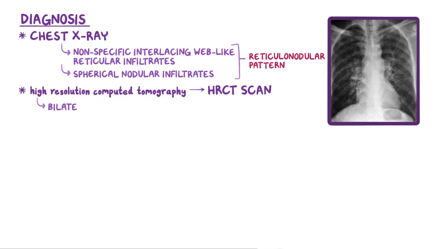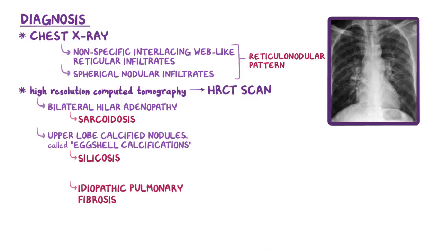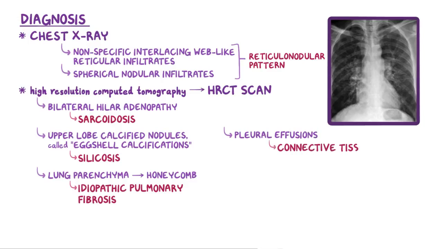For example, bilateral hilar adenopathy may indicate sarcoidosis. Upper lobe calcified nodules called eggshell calcifications are characteristic of silicosis. In idiopathic pulmonary fibrosis, the alveolar walls become so thick that the lung parenchyma gives the appearance of a honeycomb. Pleural effusions may be seen in connective tissue diseases. Also, a linear pleural plaque, which is a thick, white elevation of the pleura that may be calcified, points towards asbestosis.